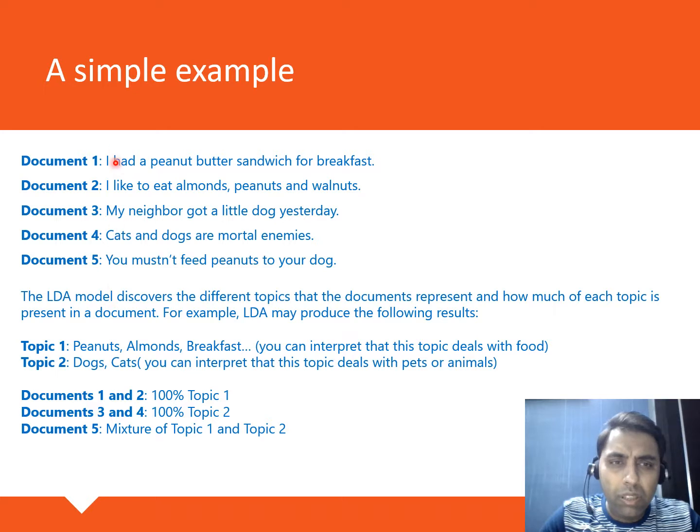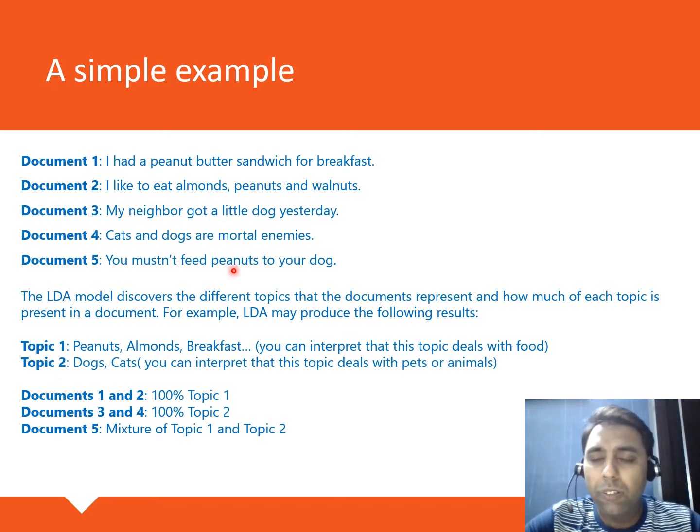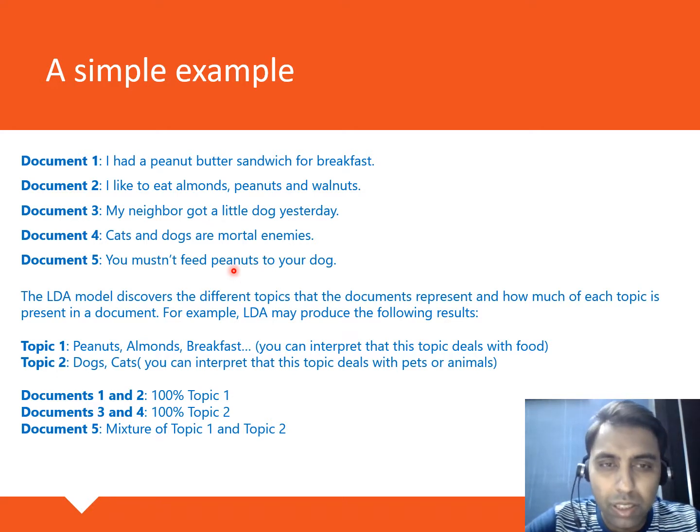So if you read through the sentences here, the first sentence talks about some of the breakfast items, so peanut butter sandwich, and then it talks about some nuts, almonds, peanuts, and walnuts. And then the third document talks about my neighbor has got a little dog yesterday, so it has got nothing to do with food or breakfast. Document 4 again talks about pets, so cats and dogs are enemies, that's what it talks about. And then document 5 is a combination of food and pets both. It said that you must not feed peanuts to your dog.